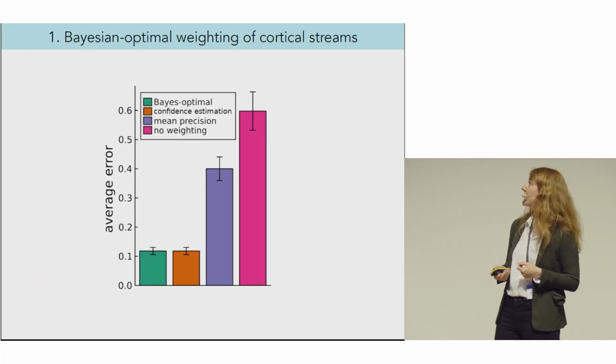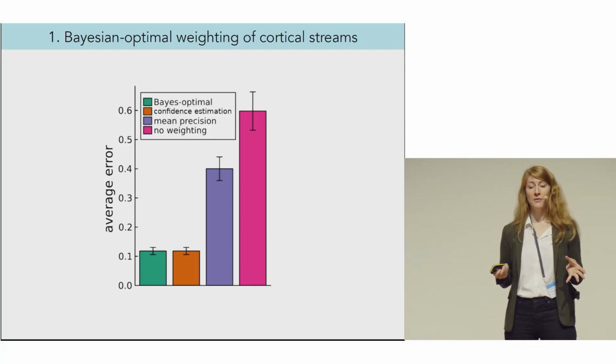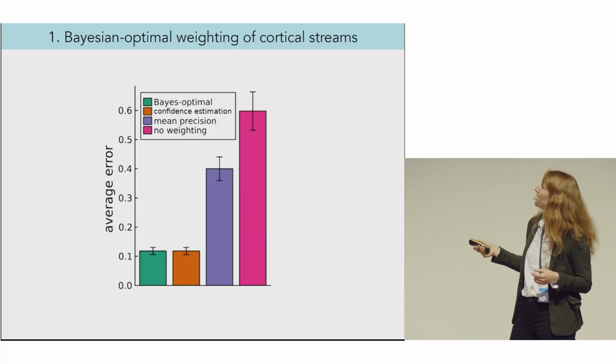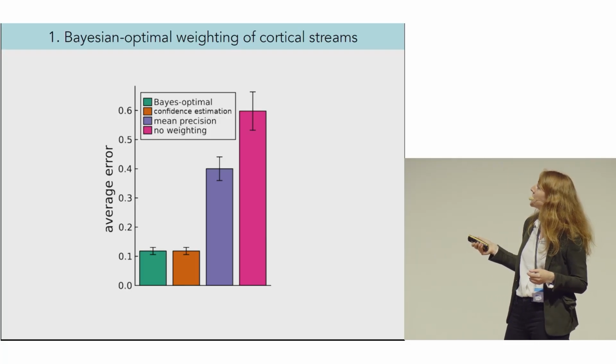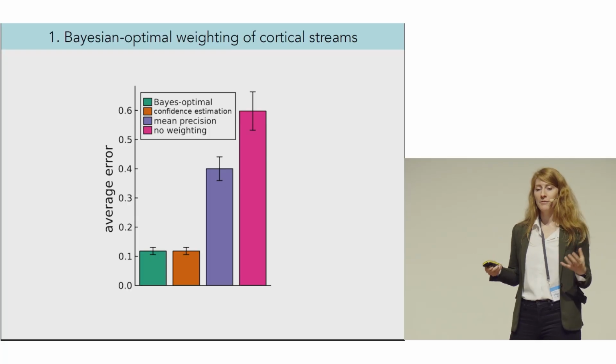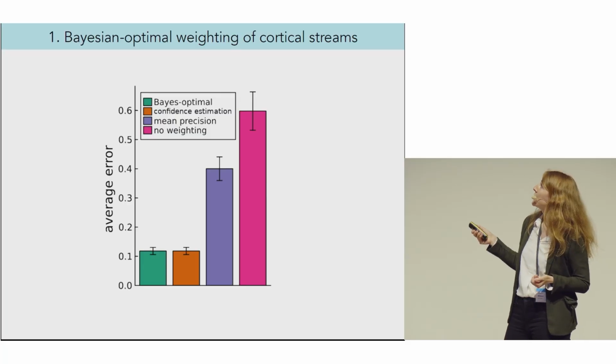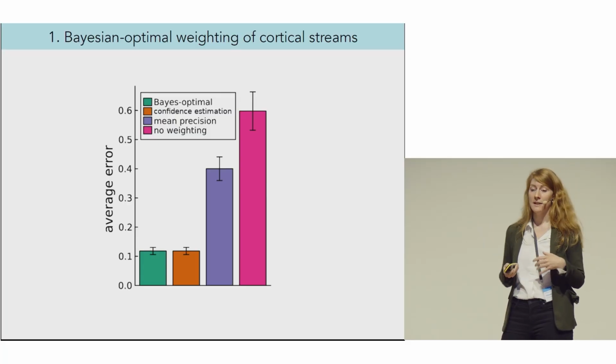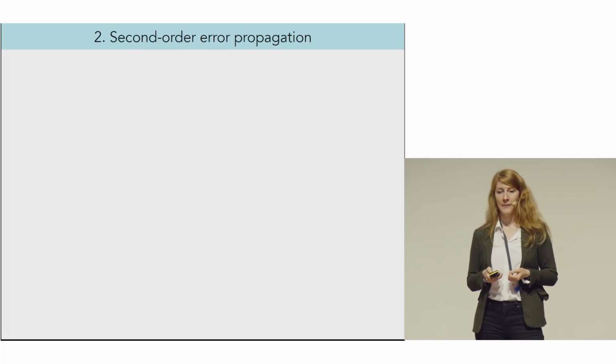And we can show that this gives us a Bayes optimal weighting of the cortical streams. So our method here is very similar to Bayes optimal, while if we do not take confidence into account at all, or if we just take the mean precision or confidence, then we are much worse.